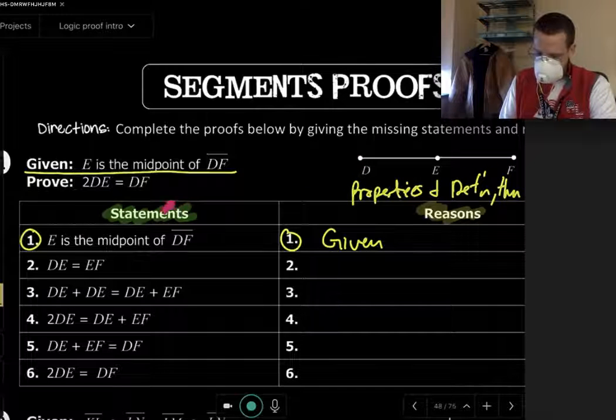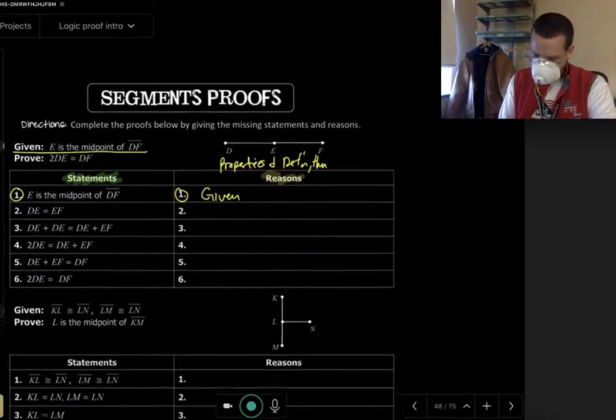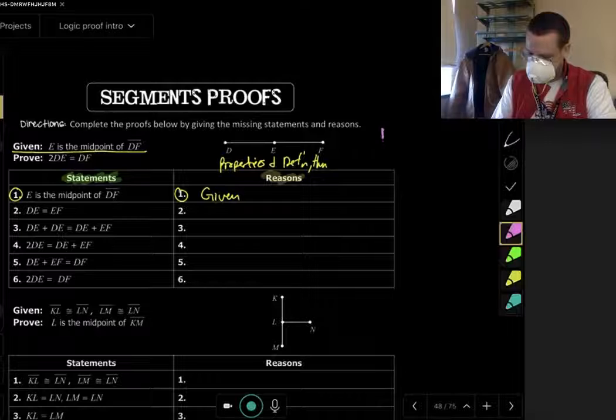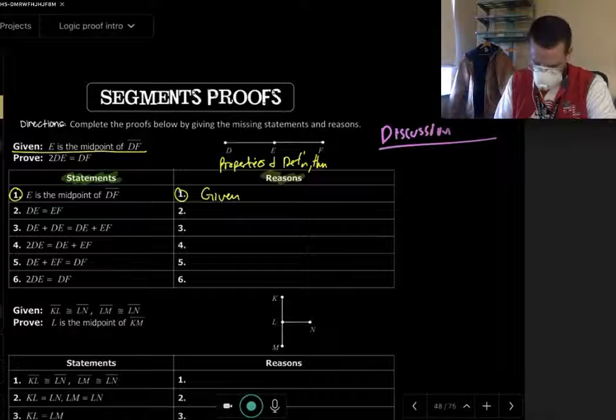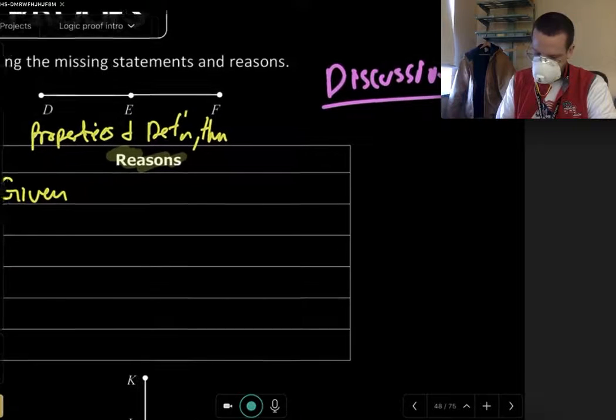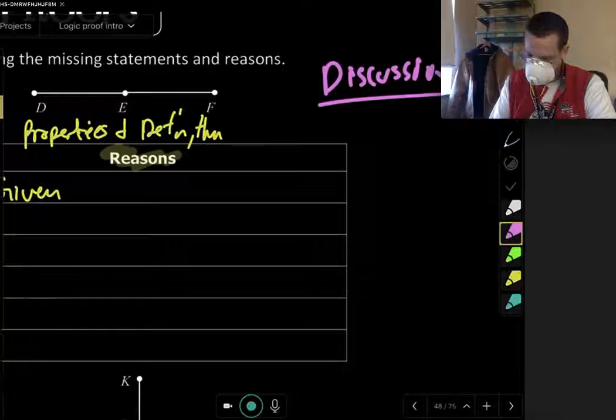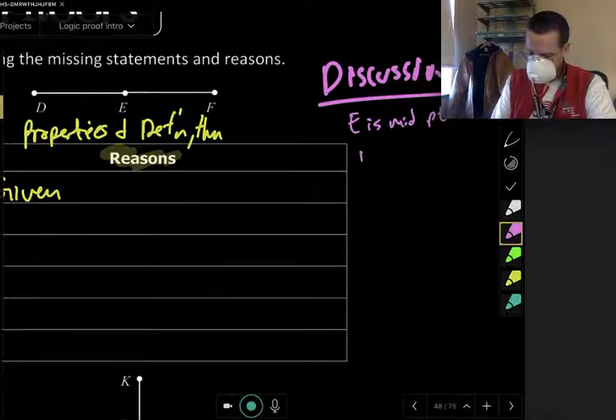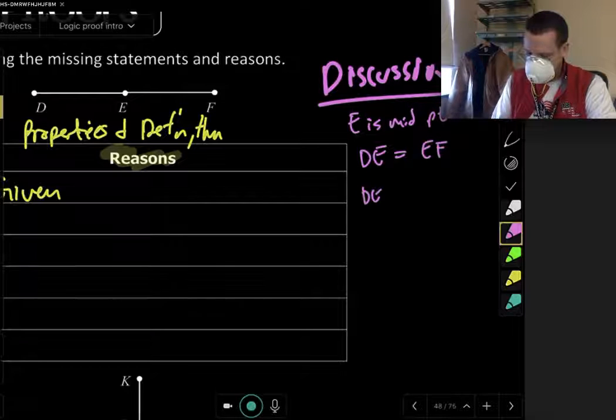Now, what do we know? Well, we know that E is the midpoint. So what I'm going to do first is, off to the side, have a discussion. What do I know from a midpoint? I know that E is the midpoint, so I know that DE will be equal to EF. I also know that DE will be congruent to EF.